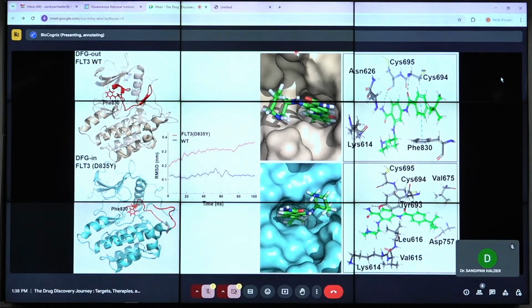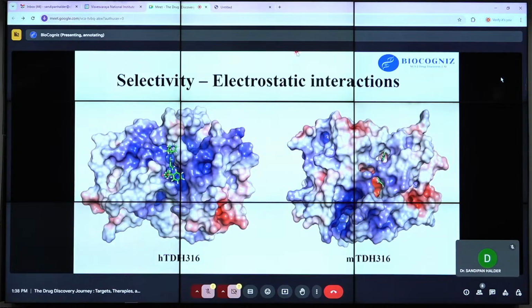Then we studied the binding. After that, it shows a better effect. And also electrostatic interactions can be studied. The protein is in a charged form, right? We have a lot of charged amino acids, and this is a much ignored part, or not much focused on. We have seen that in another case, human and mouse TDH protein, which are very similar proteins, but the charge surfaces are very different. The electrostatic binding surfaces actually vary, by which you can achieve selectivity.